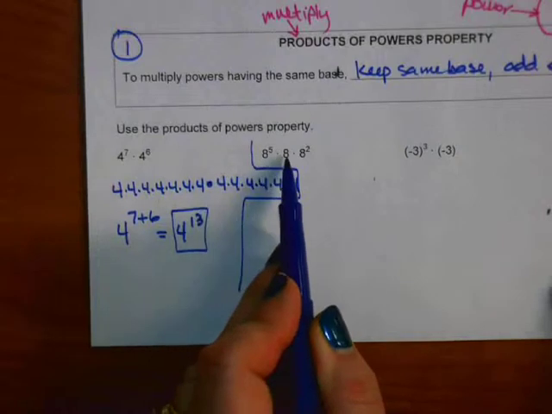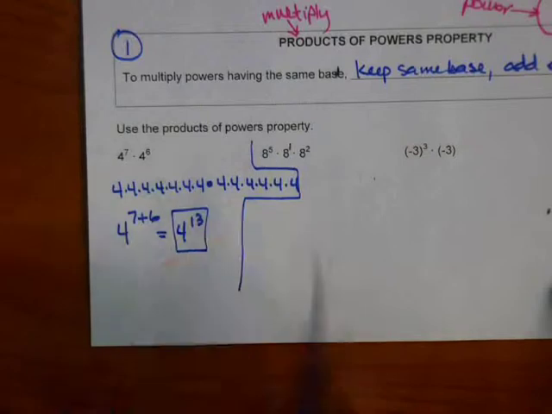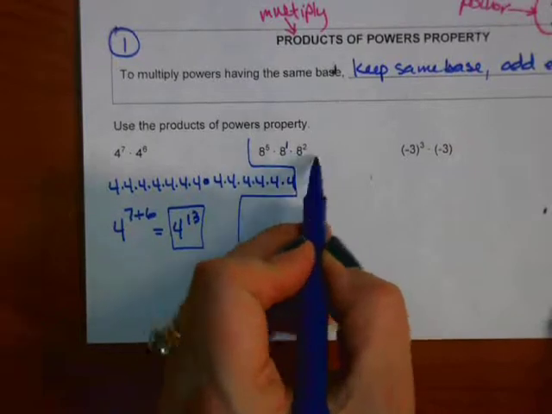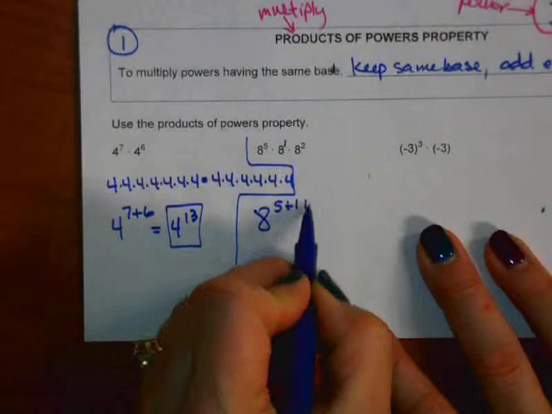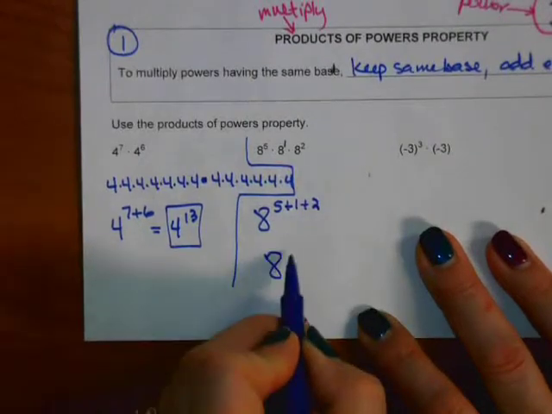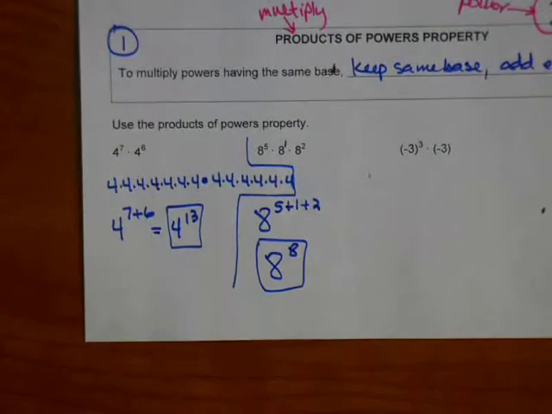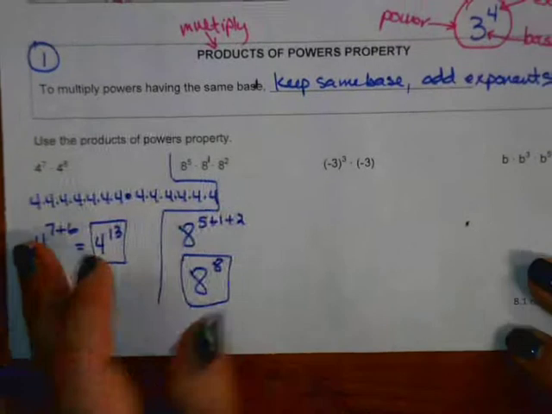I have 8 to the 5th times 8 to the what? First, oh yeah, there's only one 8 sitting there. But there is an exponent, we just don't write it. Times 8 squared. So how many 8s are being multiplied together altogether? 8 to the 5 plus 1 plus 2, which would be 8 to the 8. Okay? All right, this one here.